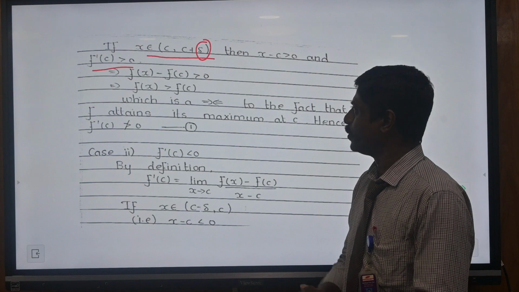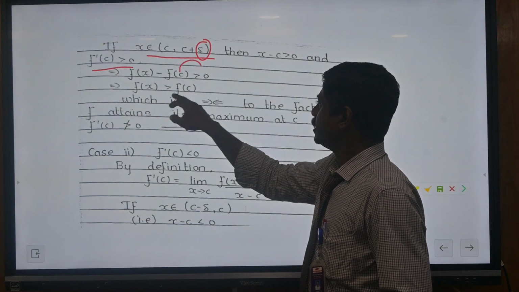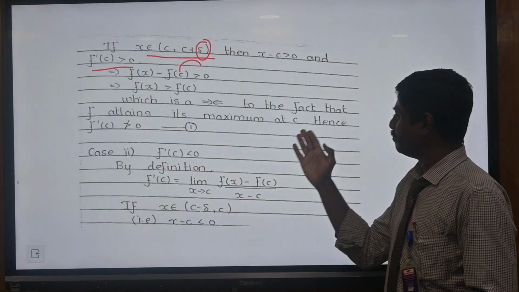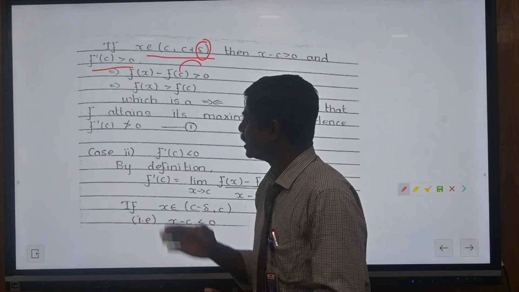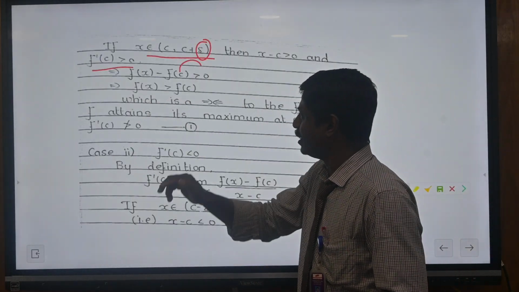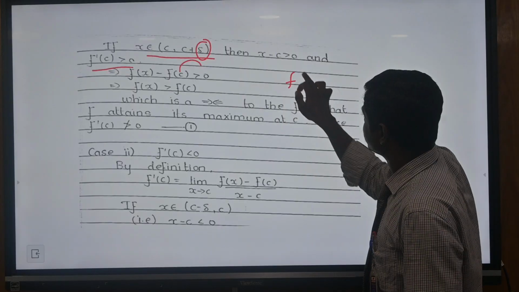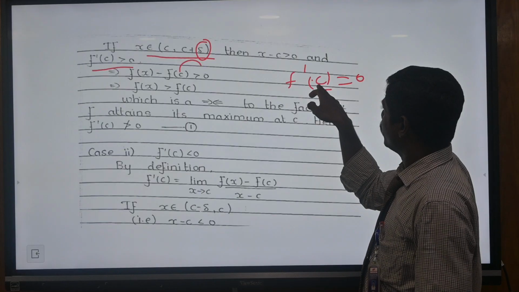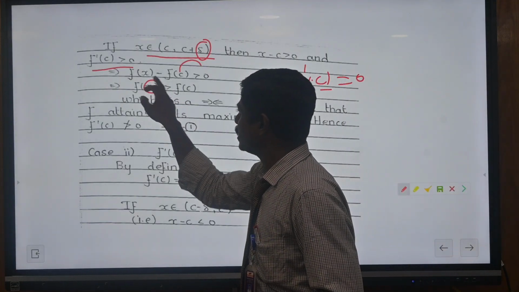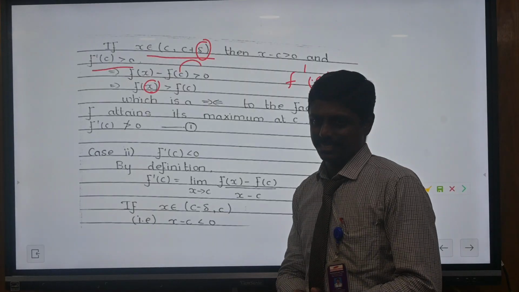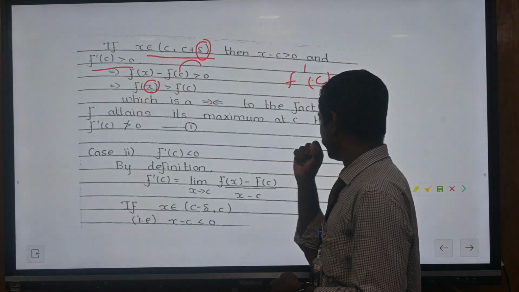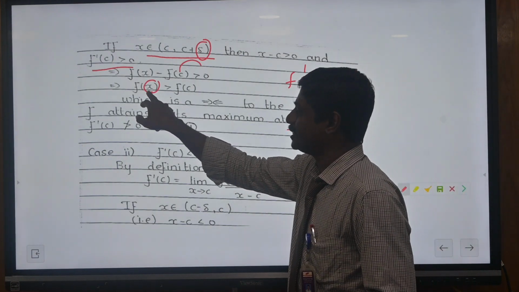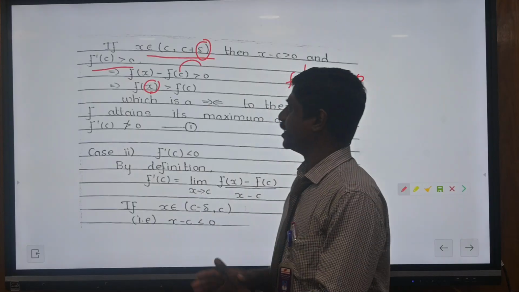The denominator part goes over, and f of x goes to the right hand side. So f of x is greater than f of c. It is a contradiction to the fact that f attains its maximum at c. f dash of c is not greater than 0. It is contradictory because of what the theorem says: f dash of c equals 0 at the point where there is a maximum or minimum. So it is wrong. It is a contradiction to the fact that f attains its maximum at c only, not at any other point. So f dash of c is not greater than 0.